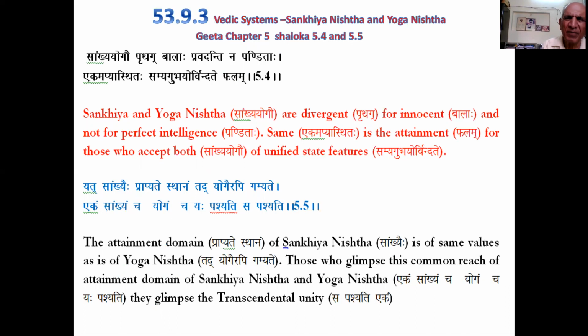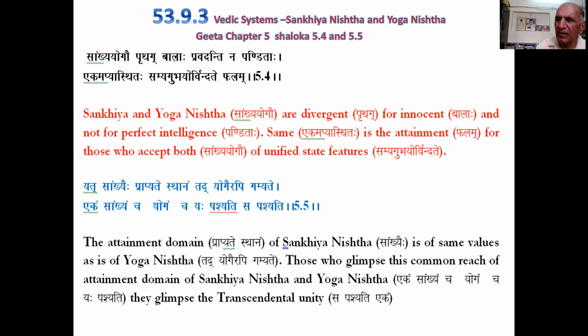Shloka 4 may be translated as that Sankhya and Yoga Nishtha are divergent for the innocent and not for perfect intelligence. Same is the attainment for those who accept both as unified state features. Further, the attainment domain of Sankhya Nishtha is of same values as that of Yoga Nishtha. Those who glimpse this common reach of attainment domain of Sankhya Nishtha and Yoga Nishtha glimpse the transcendental unity. One shall sit comfortably, visit these values, absorb these values, imbibe these values, permit the transcending mind to be parallel with these values, and perfect one's intelligence with these values.